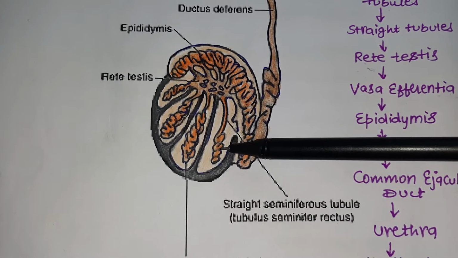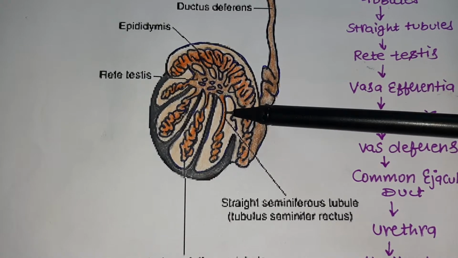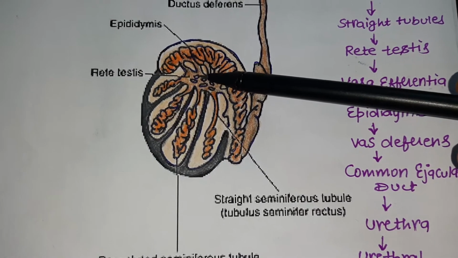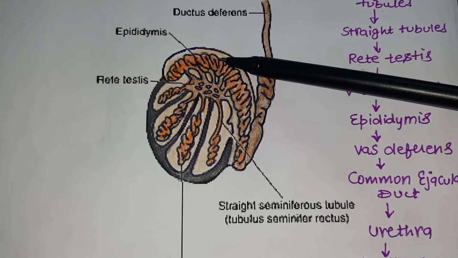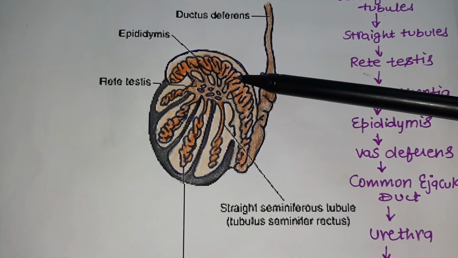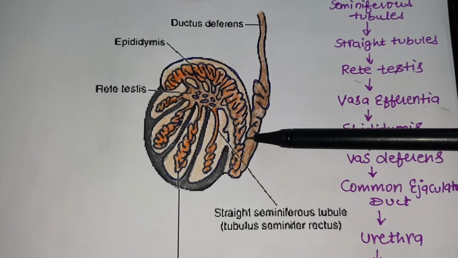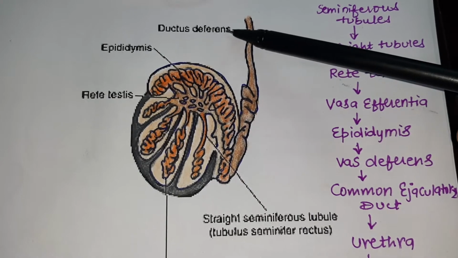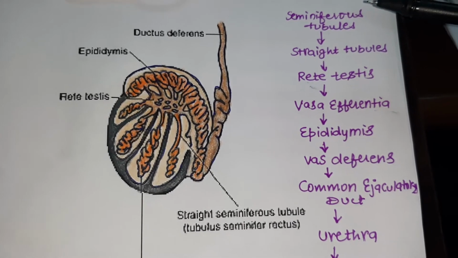So the sperms which are produced inside the seminiferous tubule go into the straight seminiferous tubule. From straight seminiferous tubules they go into the rete testis. From rete testis they go into the vasa efferentia. From vasa efferentia they go into the epididymis, where they are stored temporarily and mature. Then from the epididymis they go further into another tube, which we call vas deferens or ductus deferens. So here you get the idea about the accessory ducts.